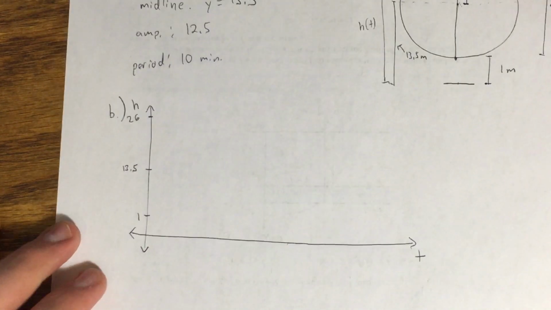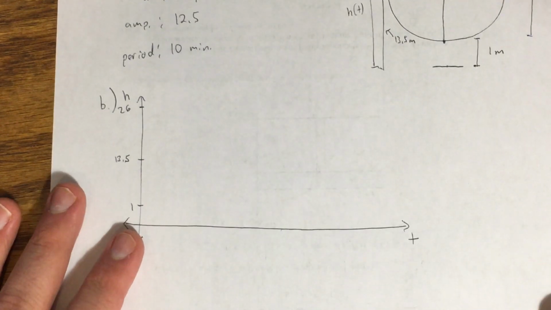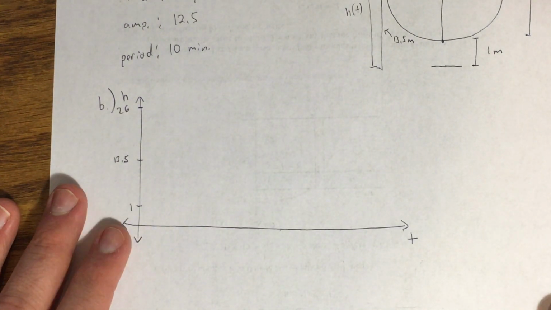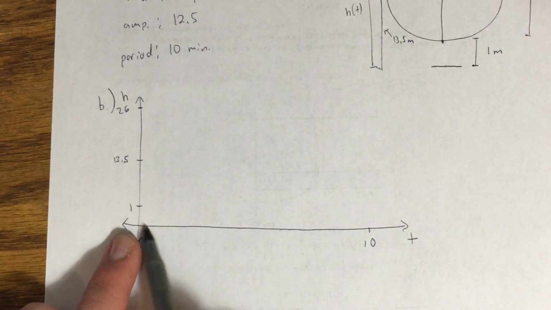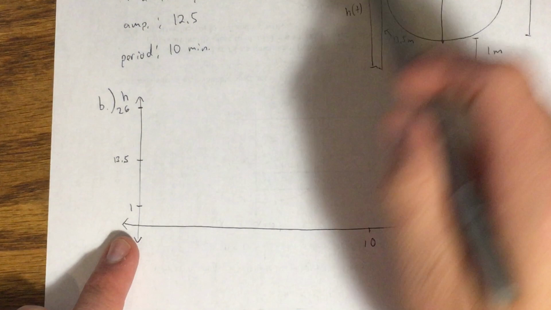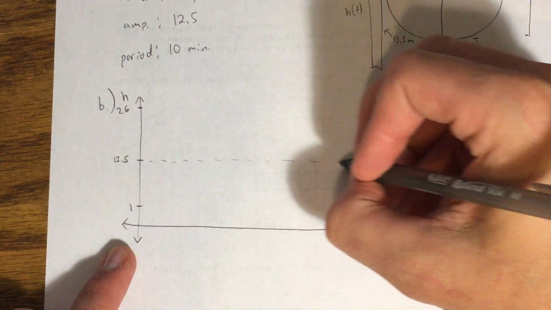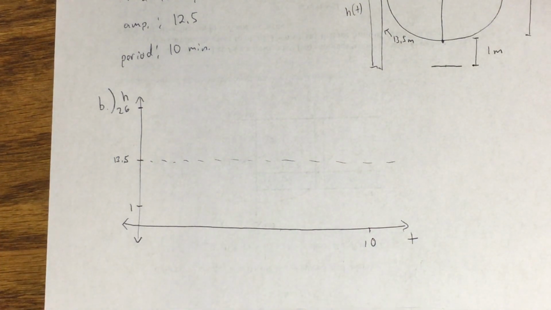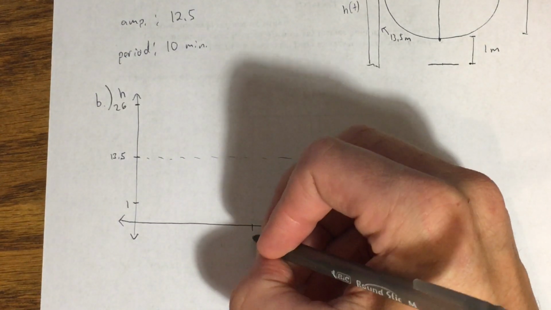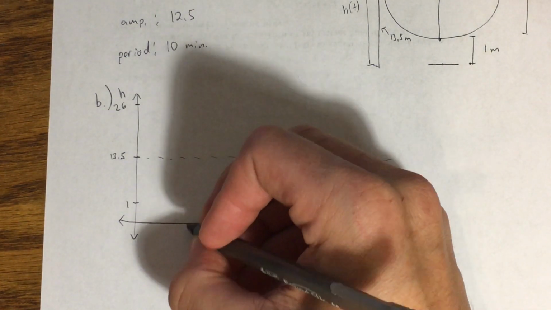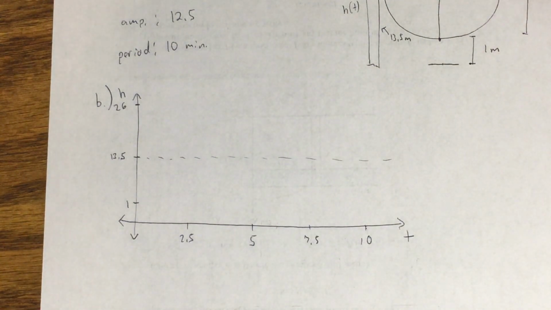Now again, how long does it take the rider to complete 1 full revolution around this Ferris wheel? Well, it's a 10-minute period, as we determined. So from 0 to 10, that's going to represent 1 full trip around that Ferris wheel. And let me draw my midline in here. Thinking about how we graph these sinusoidal functions, I want to subdivide this into 4 equal subintervals. So the midpoint would be 5 here. I'll have a 2.5 here and a 7.5 here, so that everything's equally spaced.